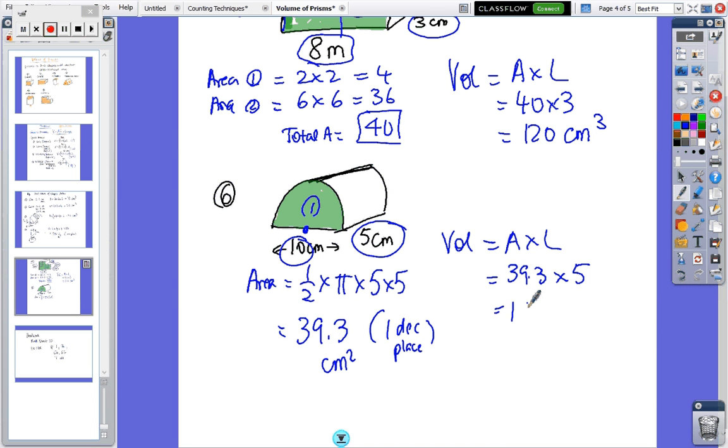So the answer is 190. I'll just check that again. 39.3 times 5 is 196.5, and we're in centimetres cubed for volume. Okay, so cubic units for volume, square units for area. Okay, I think that's my last example.